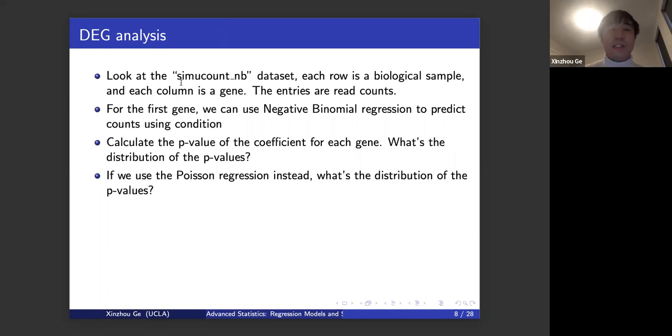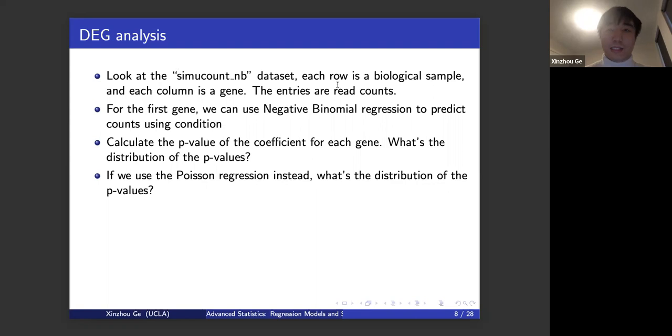Let's go to another simulated count matrix, which is called simulcount NB. This is another matrix I have sent to you. And for this data set, I generated some random counts from negative binomial distribution. So these counts have higher variance. And we can see how we can improve the performance of the DE test if we change the model from Poisson regression to negative binomial regression.